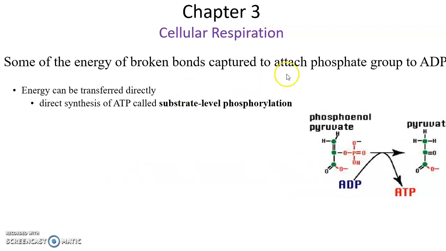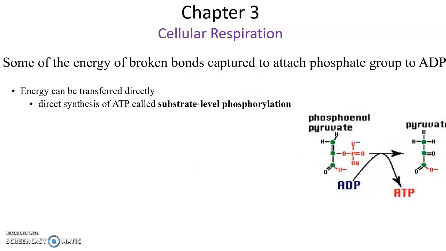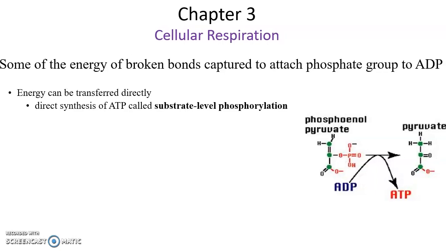Some of the energy is made by breaking bonds and capturing phosphates and attaching them to ADP. This is substrate level phosphorylation. So, we have this thing with a phosphate group and an ADP molecule, and as it changes into pyruvate, ATP is formed. There's not a lot of this that occurs in cellular respiration, but there is some.